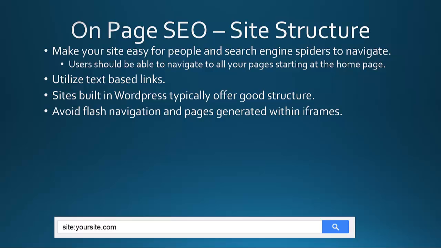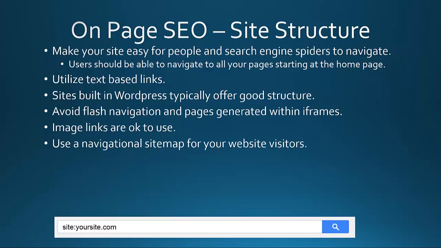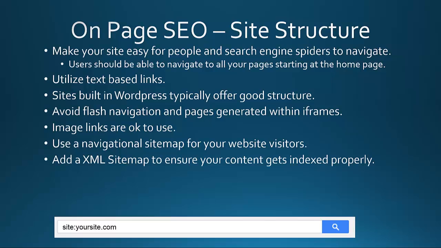Now, there are certain applications where I guess this could work well, but not if your ultimate goal is to get search engine traffic and on-page SEO and get traffic, which is why you're going through this course. So avoid that at all possible. Image links are okay to use. Text links, again, are still the best, though, for getting spidered. Use a navigational sitemap for your website visitors. Add an XML sitemap to ensure your content gets indexed properly, especially if you're using WordPress. You could use a plugin like the WordPress XML plugin.